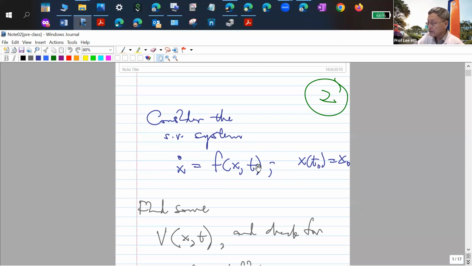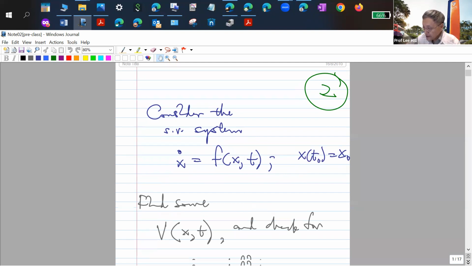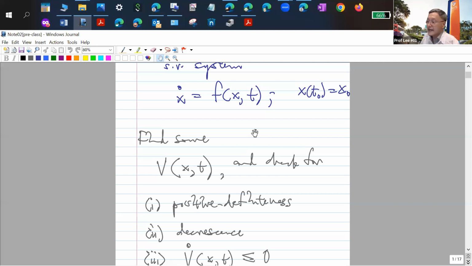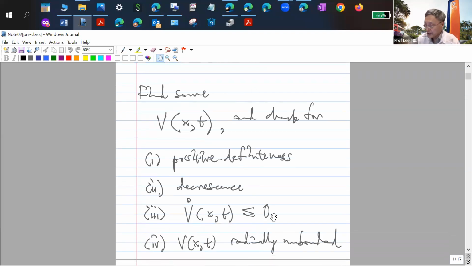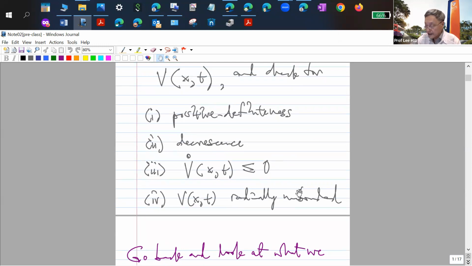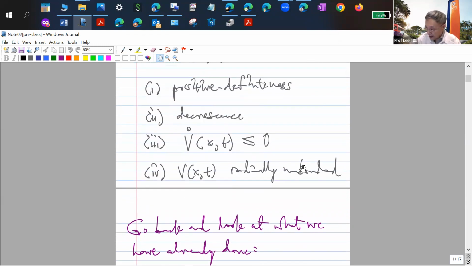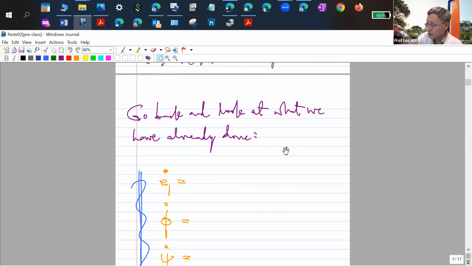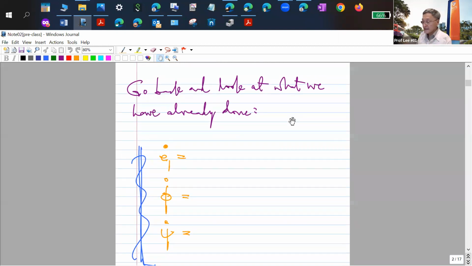Okay, you can start with any initial condition. Then the Lyapunov method said, remember, you must find a scalar function obeying the properties of positive definiteness and decrescence. You must check that its time derivative is less than or equal to 0. Check also that the scalar function that you have is radially unbounded. So let's make sure that whatever we have done is certainly equivalent, as we claim, to the rigorous Lyapunov method.